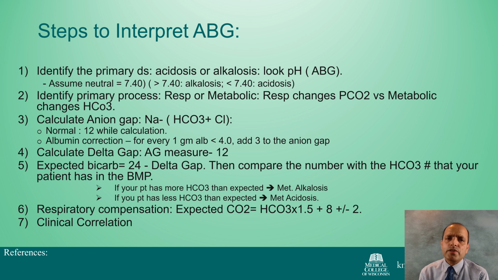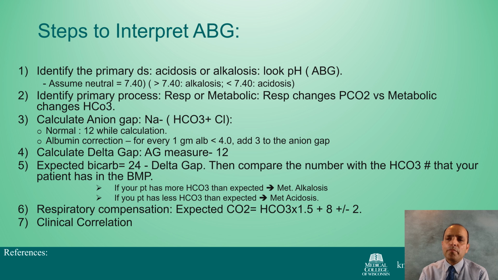Once you are done with the metabolic calculation, you calculate respiratory compensation. We calculate expected carbon dioxide by Winter's formula. Winter's formula is bicarbonate times 1.5 plus 8, plus or minus 2. That expected carbon dioxide number you compare with the ABG carbon dioxide. Let's say the ABG carbon dioxide is more than the expected carbon dioxide. That means the patient has respiratory acidosis. On the other hand, if the ABG carbon dioxide is less than the expected carbon dioxide, that means the patient has respiratory alkalosis.